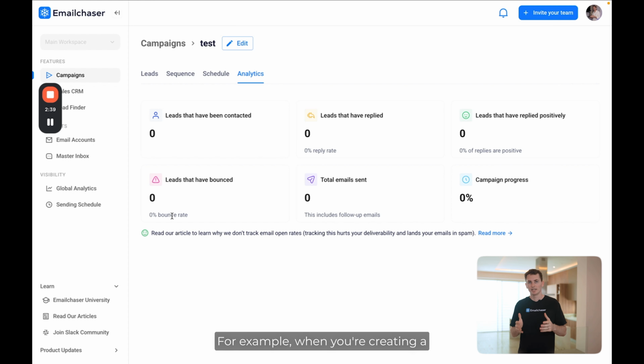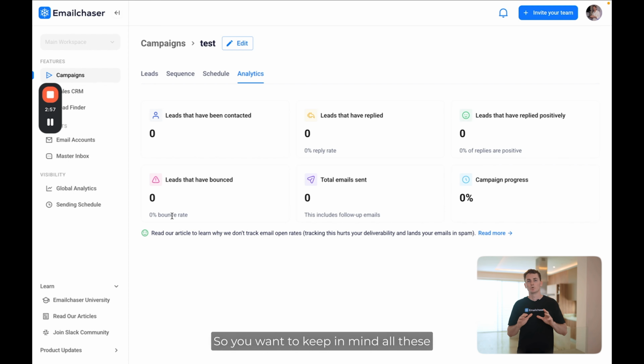For example, when you're creating a campaign in Email Chaser, there is a toggle that you can activate on the settings section where it will use double verification to verify all the leads and filter out the invalid leads. So if you activate that toggle, your bounce rate should be under 1 to 2%, maybe even lower.